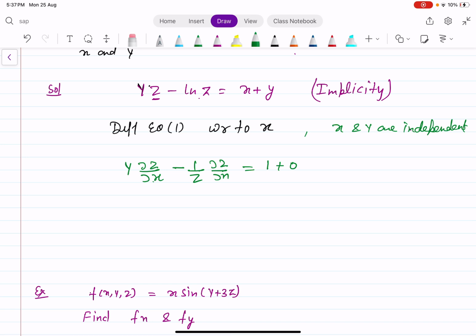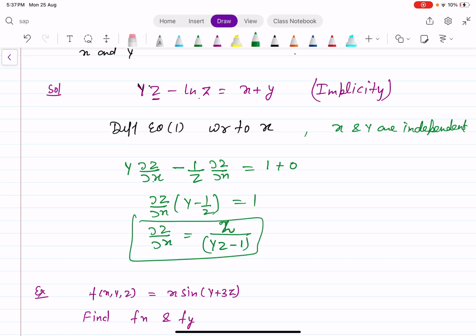So from here we can compute del z over del x: (y minus 1 upon z) del z over del x equal to 1. So del z over del x equals 1 upon (y minus 1 upon z), which simplifies to z upon (yz minus 1). We simplify our equation, then we get this result.